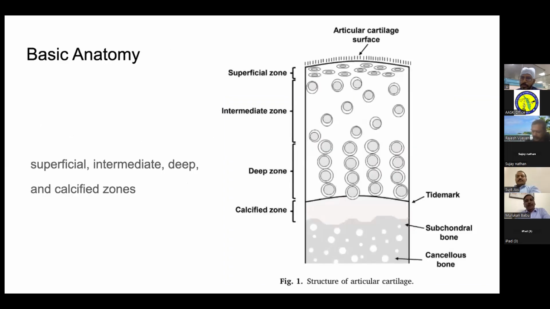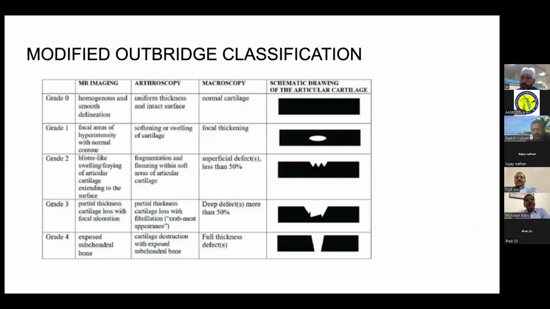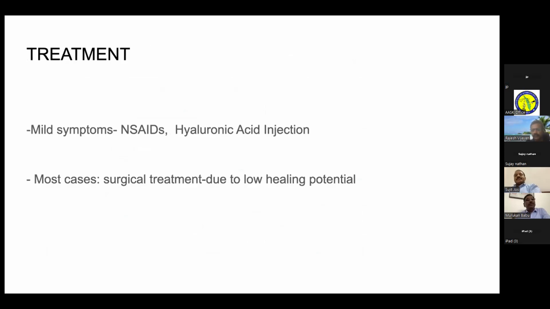So this is the basic anatomy. Dr. Jyoti has beautifully demonstrated the layers. These are the 4 layers of the cartilage, and the deepest one is the calcified layer. And this is the modified Outerbridge classification with grade 0 to grade 4. In grade 0, there is only thinning of the cartilage, and in grade 4, the subchondral bone is exposed, with osteochondral defects, and the subchondral bone is also involved. Coming to the treatment part, on the investigation part, Dr. Jyoti has beautifully covered the MRI and all.